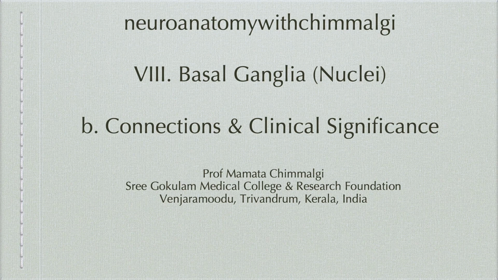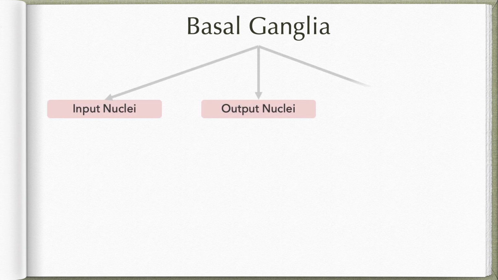In the second segment on the basal ganglia, let us learn about its connections and clinical significance. Based upon their connections, the basal ganglia are also classified as input nuclei, output nuclei, and intrinsic nuclei which connect the input with the output nuclei.